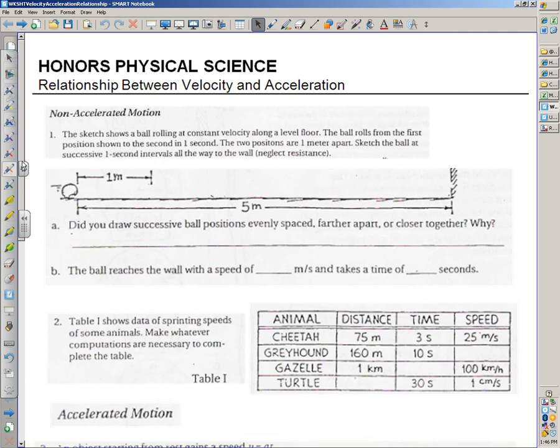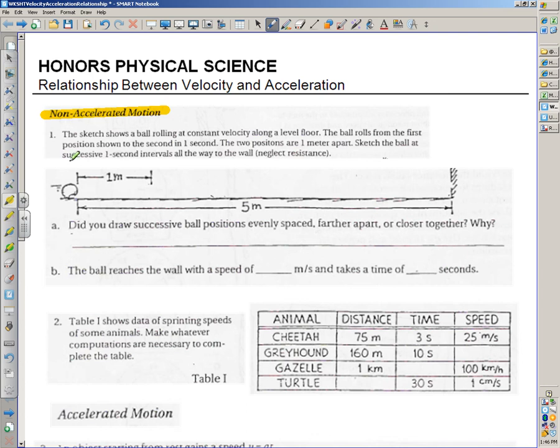Up at the top of that page, we start off analyzing non-accelerated motion. If something is non-accelerated motion, what does that mean? Not that it's not moving, it's not speeding up or slowing down or changing directions, okay?